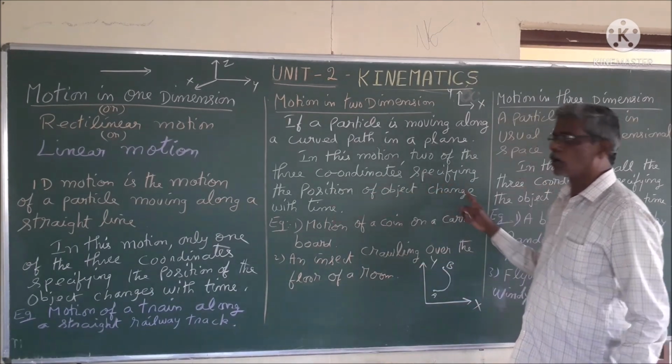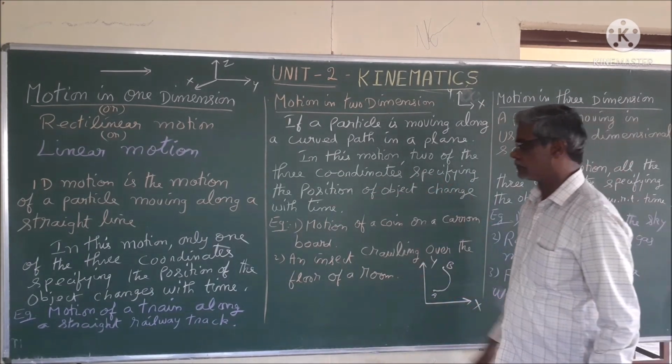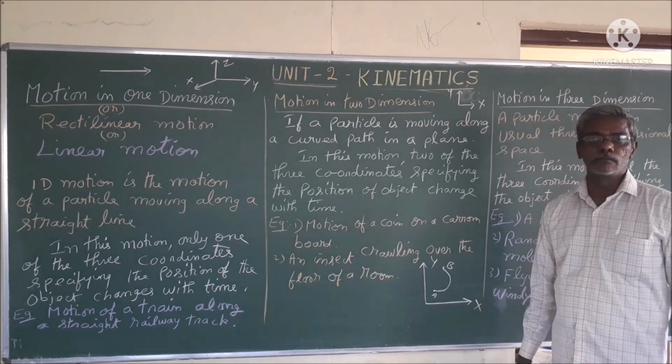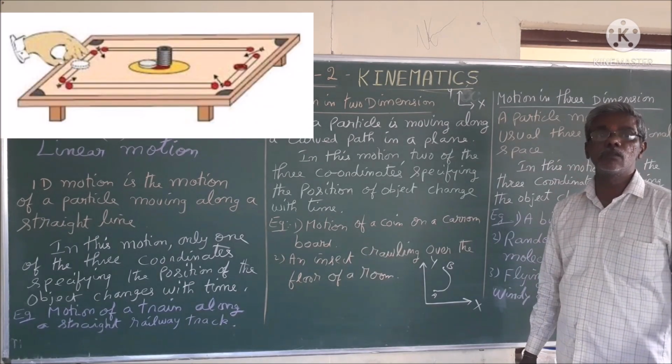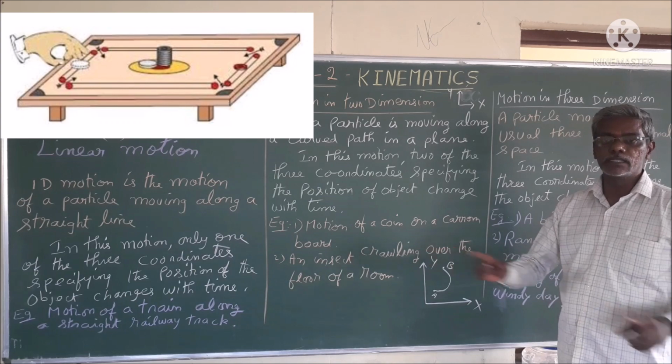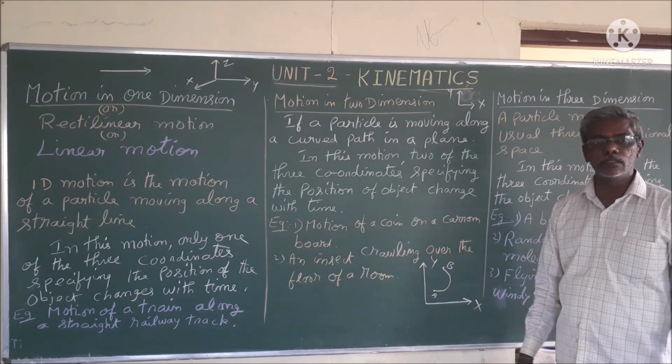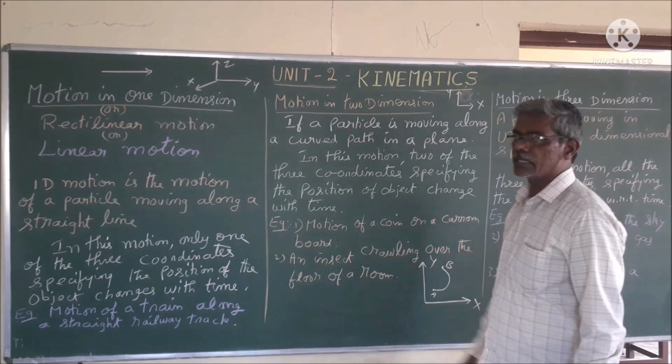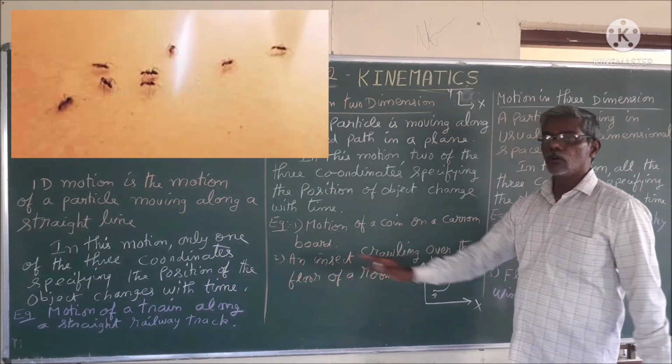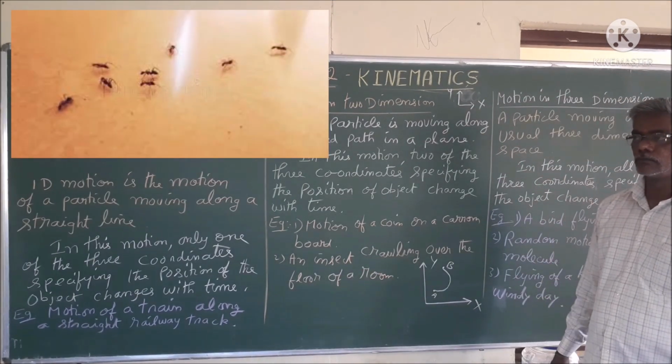So it means the position of the object changes with time. Example, carrom board. In a carrom board, the coins will move in a plane, that is in two coordinates, the x coordinate and y coordinate. And another example, an insect crawling over the floor of a room.